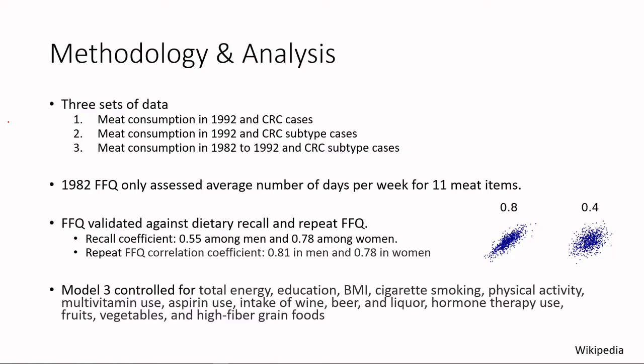Finally, the authors investigated 3 models of data. We will focus on model 3 as that has the most covariance. In total, they controlled for total energy, education, BMI, cigarette smoking, physical activity, multivitamin use, aspirin use, intake of wine, beer, and liquor, hormone therapy use, fruits, vegetables, high fiber grain foods. Notably absent are high fat, high sugar processed foods, and likely some other environmental exposures that would predispose to colorectal cancer.